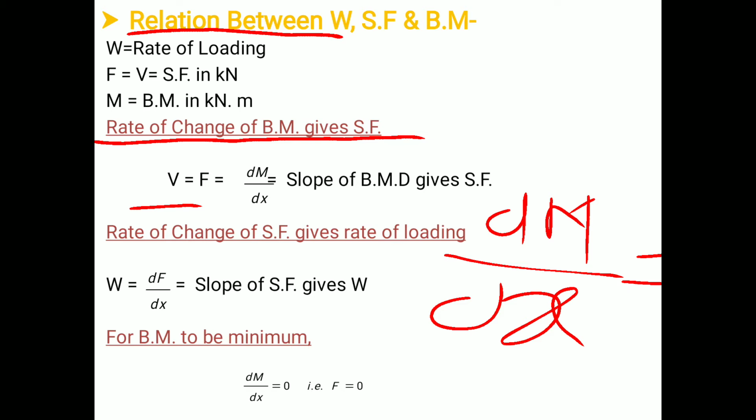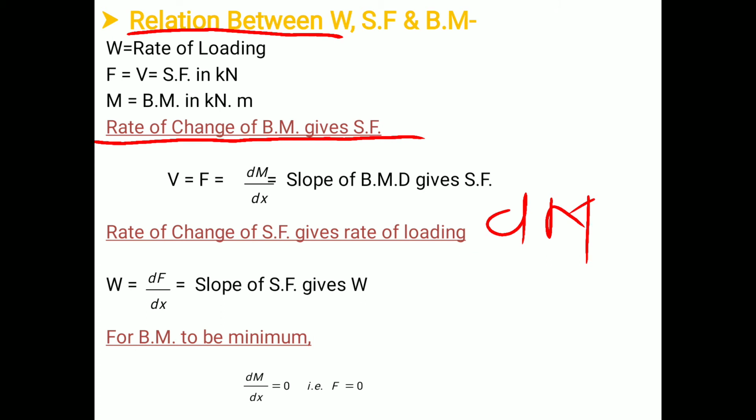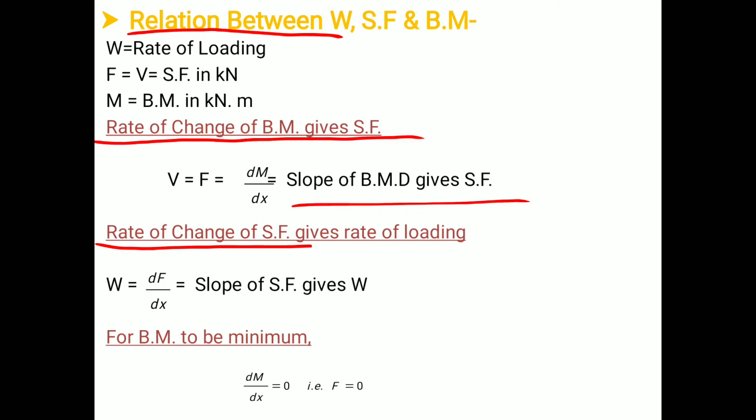So remember that for the case of maximum or minimum bending moment, dM upon dx must be equal to 0. And as dM upon dx is equal to 0, indirectly V and F is also 0. So when V and F is 0, we have maximum or minimum bending moment. Therefore dM upon dx is nothing but the slope of the bending moment diagram, which gives the shear force value. Next one, the rate of change of shear force gives the rate of loading.